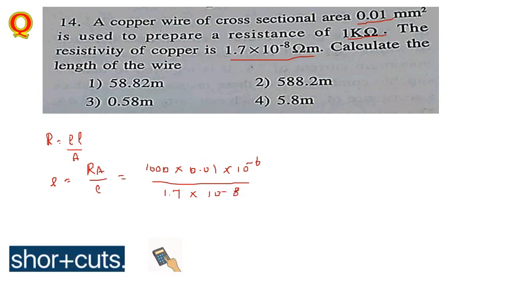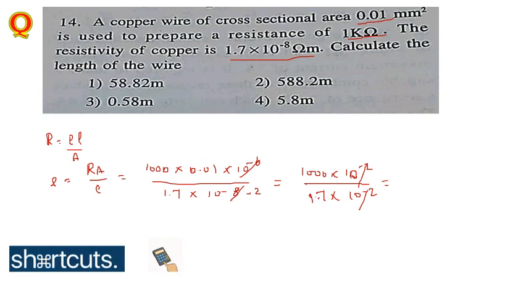Now from this you can cancel here, this is about minus 2 times. So 10 power minus 2, and this one is 1000 into 10 power minus 2. Again, 10 power minus 2 here is 1 divided by 100. That's all, simple one. Similarly here also, 1.7 into 10 power minus 2 is there. So 10 power minus 2 and 10 power minus 2 will be cancelled. From this, 1000 divided by 1.7. Simply you can simplify this.